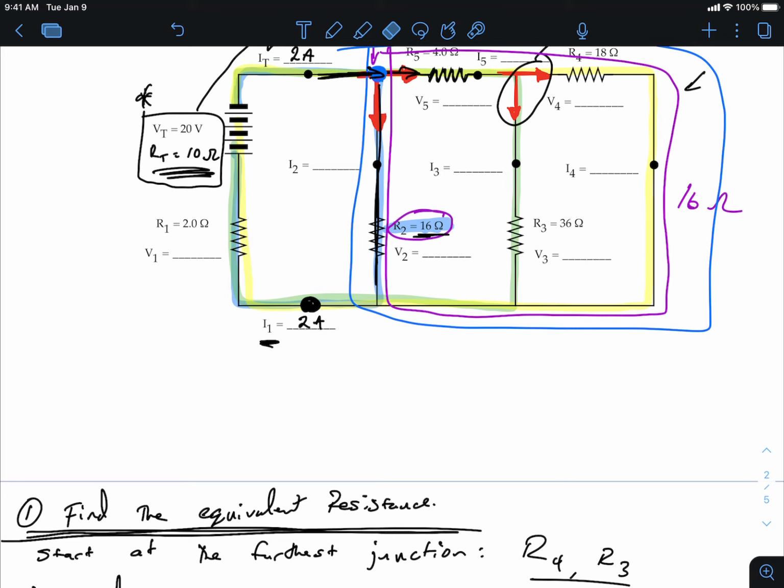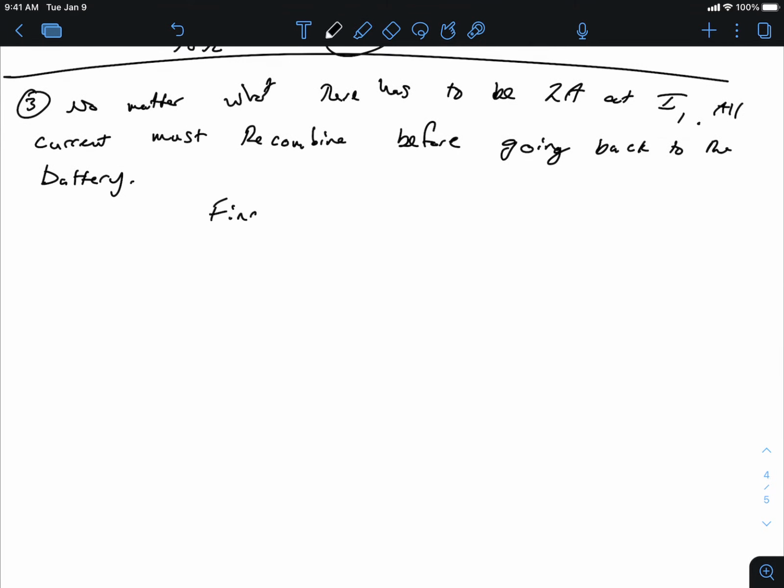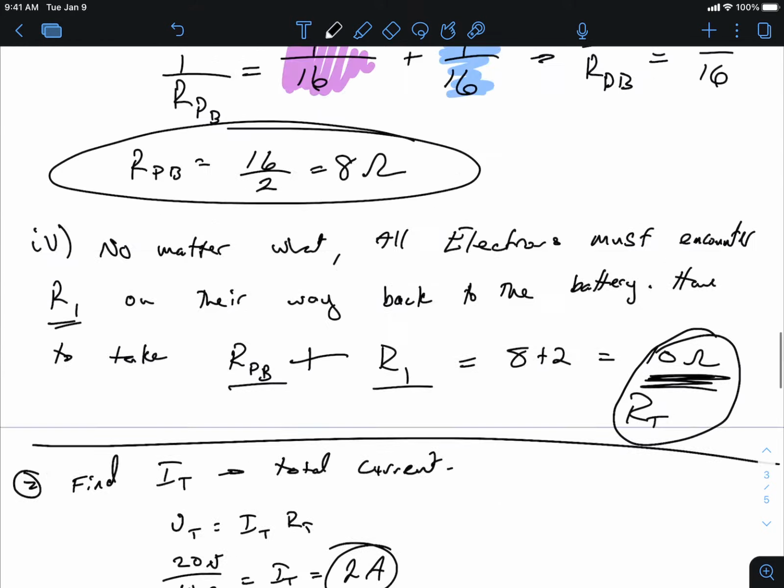So, now you know 2 things here. We can find the third. Right? We can find V1. V1 is going to equal I1 R1. Two amps times a resistor of 2 should equal 4 volts. Okay, does anybody have any problems with that?